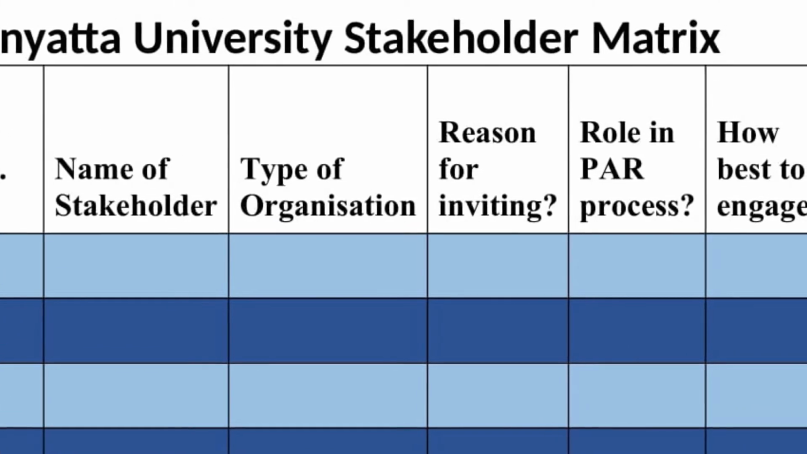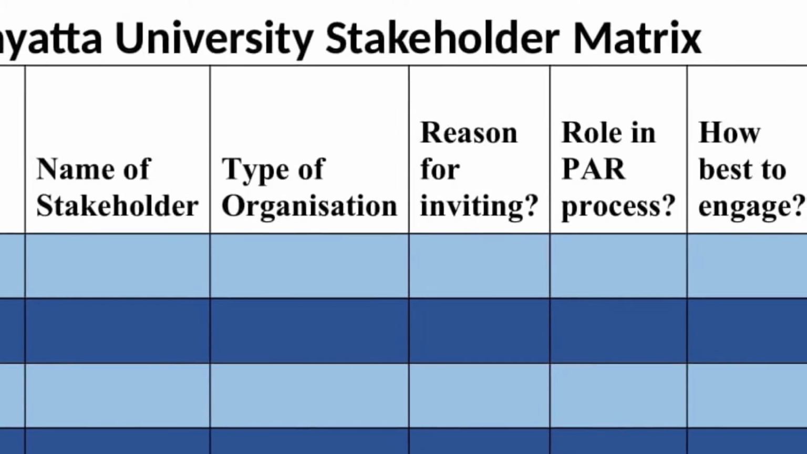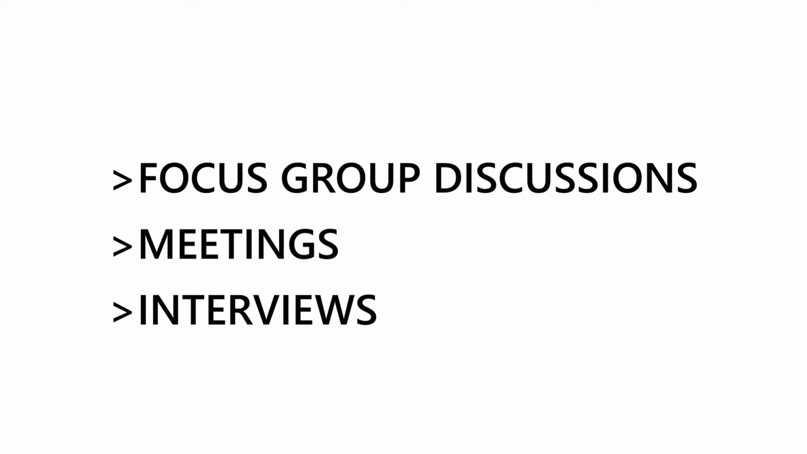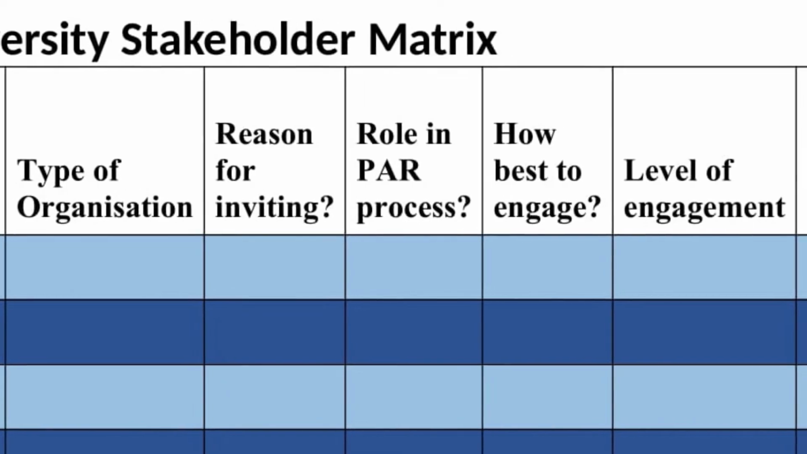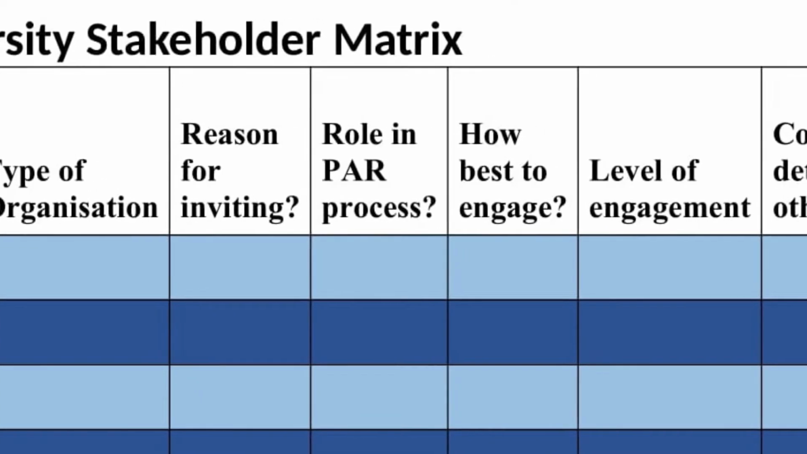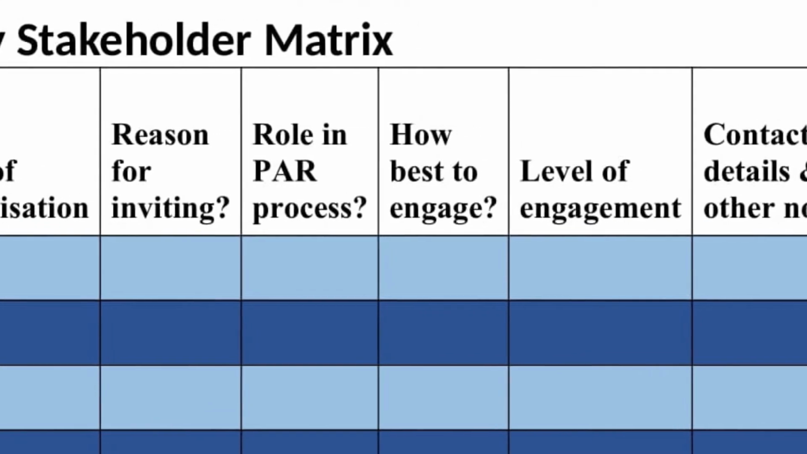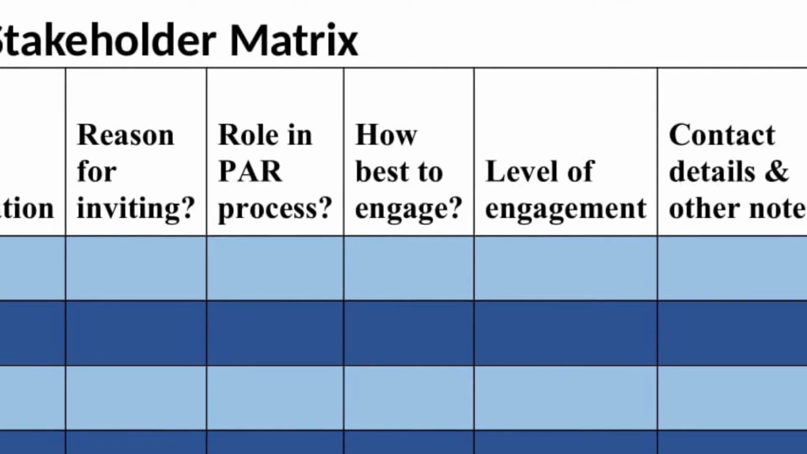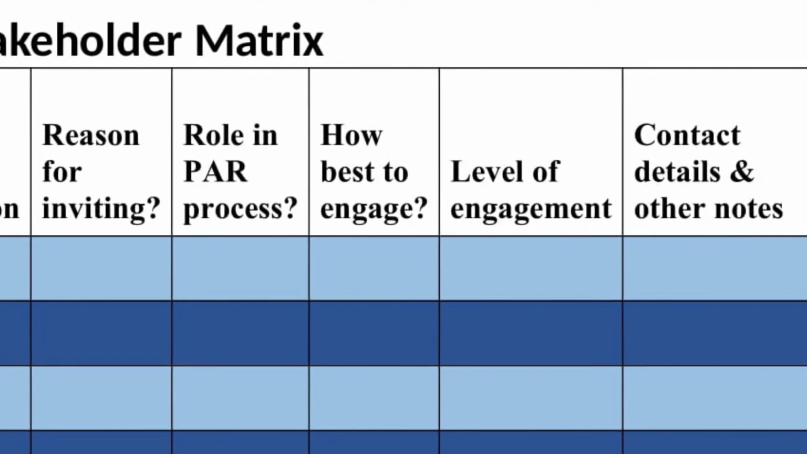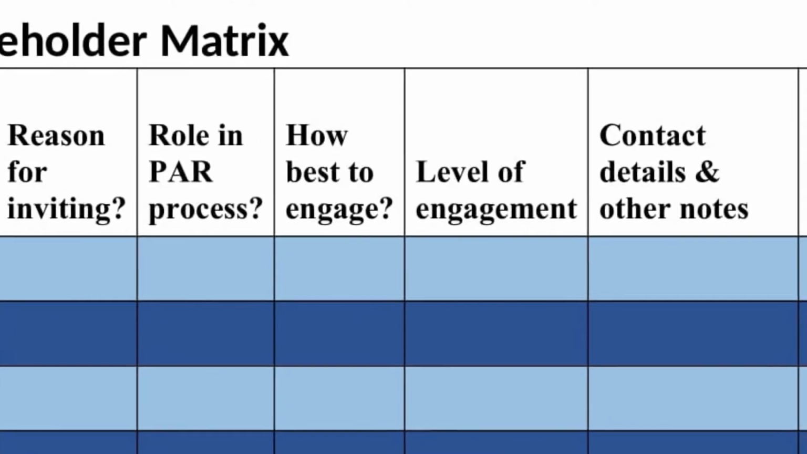The matrix also showed how best to engage them, for example, through focused group discussion, meetings, interviews, or group discussions. It also showed level of engagement, for example, whether it will be regular, monthly, or irregular, that is strategically. And their contacts were also obtained for easy communication.